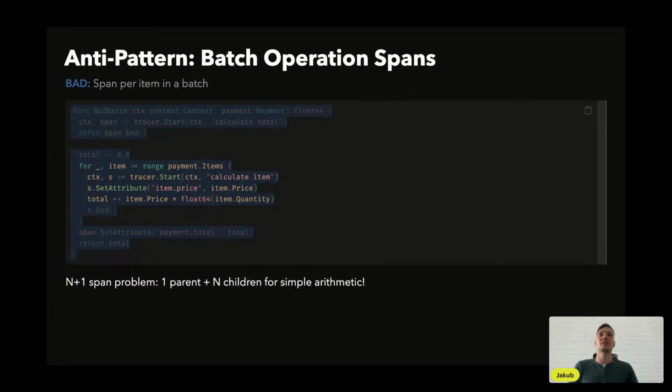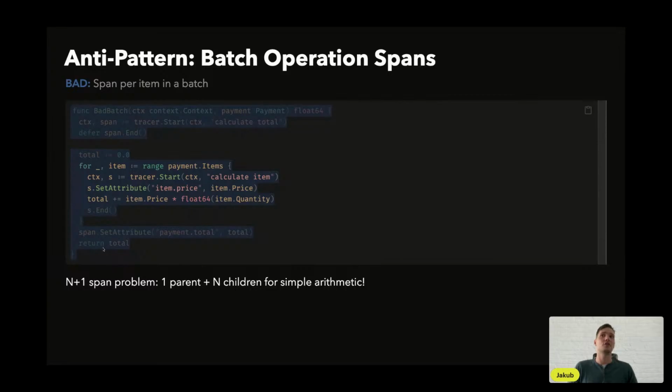So the next anti-pattern is batch operations. You have some kind of slice of items to process, and in this example, you want to set the price of each of those items. So you start a new span, you set the attribute to the price, and you end the span. And yeah, this is the n+1 problem in our span instrumentation.